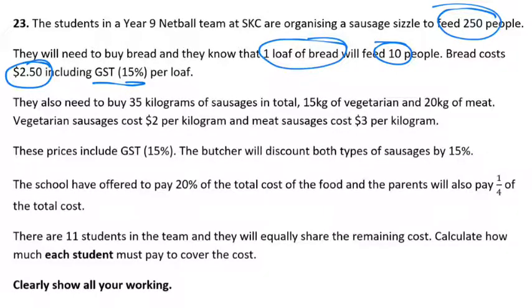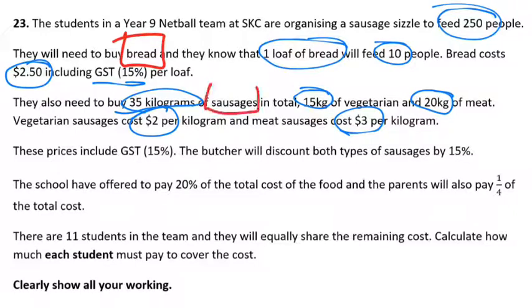Then we know that they've also got to buy 35 kg of sausages, 15 kilos of vegetarian sausages, and 20 kilos of meat sausages. And vegetarian ones cost $2 a kilo, and meat ones cost $3 a kilo. So we've got information about bread, we've got information about sausages, and we've got some more information about sausages here, that the prices include the GST, and the butcher is going to discount both by 15%.